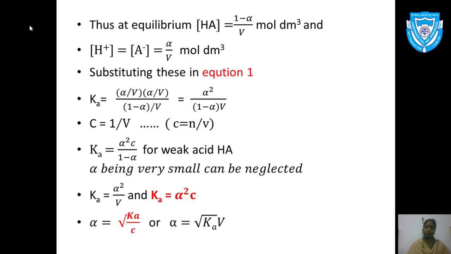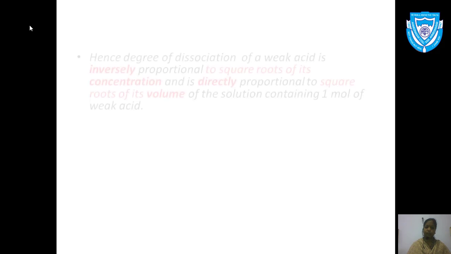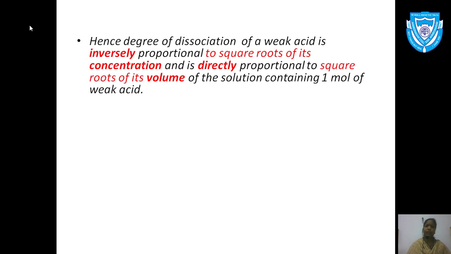Now this equation we are supposed to write in the form of a statement, and the statement is nothing but the Ostwald dilution law. So the Ostwald dilution law is: the degree of dissociation of a weak acid is inversely proportional to the square root of its concentration and is directly proportional to the square root of its volume or dilution of the solution containing 1 mole of a weak acid.